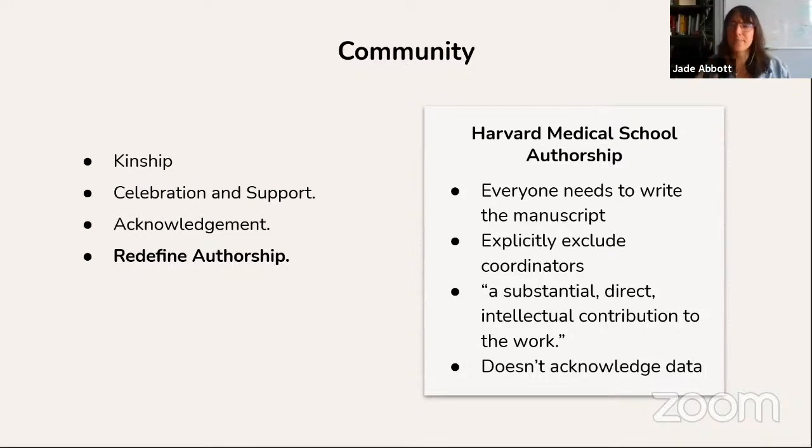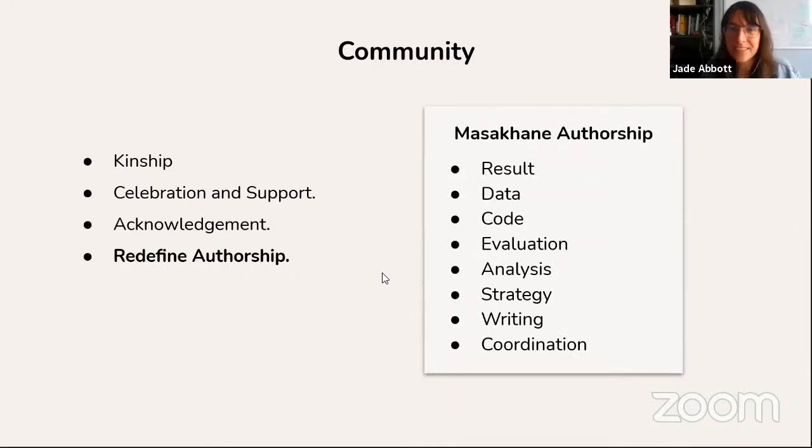And the last one is that it doesn't necessarily acknowledge contributing data. I think that's strange because this research would not be possible if it weren't for people who could bring data. And so we redefine authorship in the Masakhane sense as anyone who could bring a result. So they trained up a model and have some sort of result. Anyone who contributed data, anyone who helped write the code, anyone who helped evaluate the models. And this could be manual evaluation.